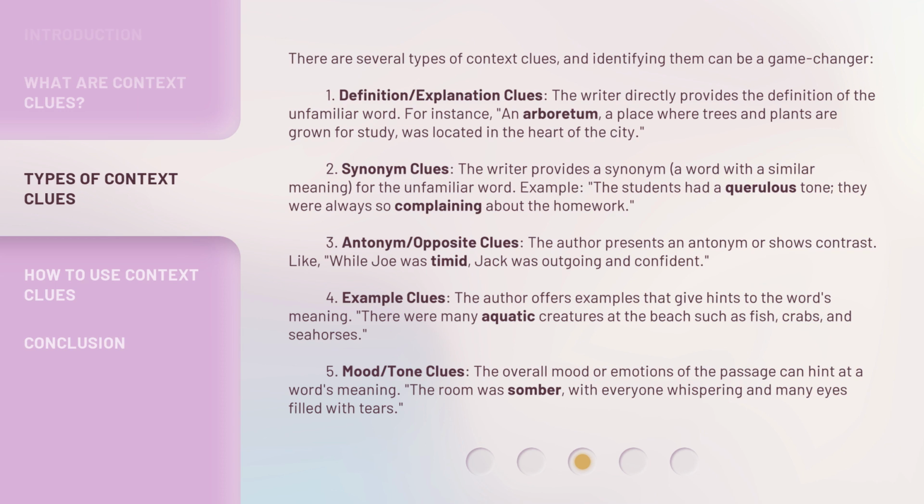3. Antonym, opposite clues. The author presents an antonym or shows contrast. Like, while Joe was timid, Jack was outgoing and confident. 4. Example clues. The author offers examples that give hints to the word's meaning. There were many aquatic creatures at the beach, such as fish, crabs, and seahorses.